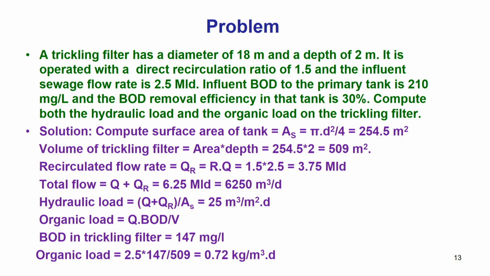So therefore its formula is Q plus QR over AS, so that we can find out. Organic load does not include QR, and this is Q into BOD by V. Now the BOD in the trickling filter unit, which is entering into this, we have to calculate. So this comes out to be 147 mg per liter. That is because the initial value was 210 and it is reduced by 30%. So 70% of 210 is going to the trickling filter unit. Therefore BOD is taken as 147 here, and this value comes out to be 0.72 kg per meter cube per day.